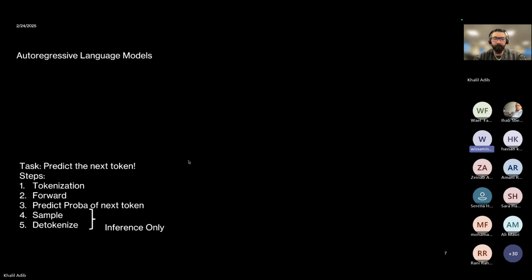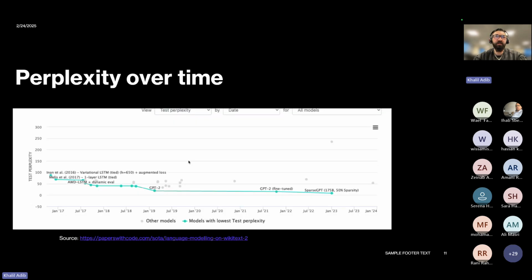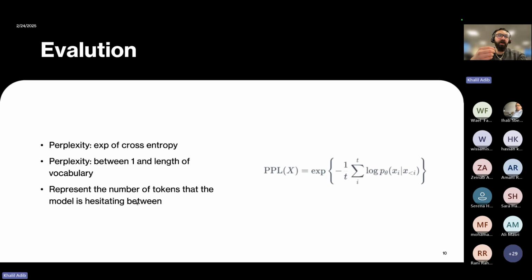كان سمول بيكون افضل. اول جزء من السؤال، كل ما كان سمول بيكون افضل. الفاليو للبربلكسيتي. Perplexity, yes. As I said, if I go to the perplexity slide, perplexity is how hesitant the model is between certain number of words. So it's always between 1 and the length of the vocabulary, and then كل ما كان أصغر كل ما أحسن.